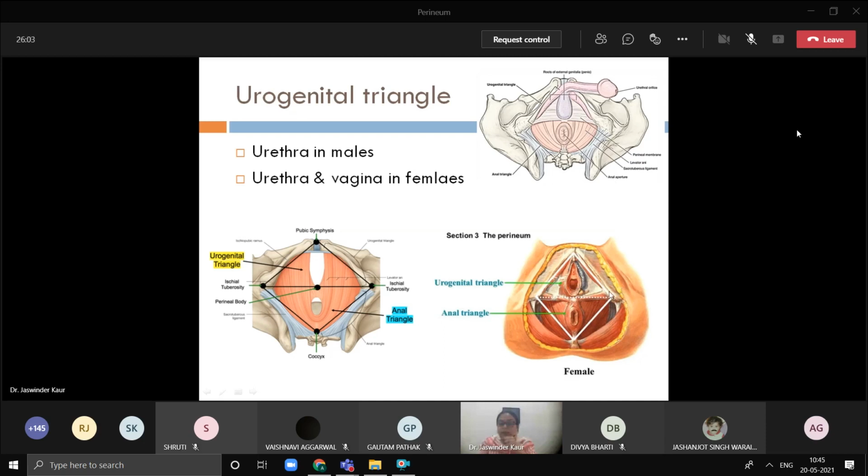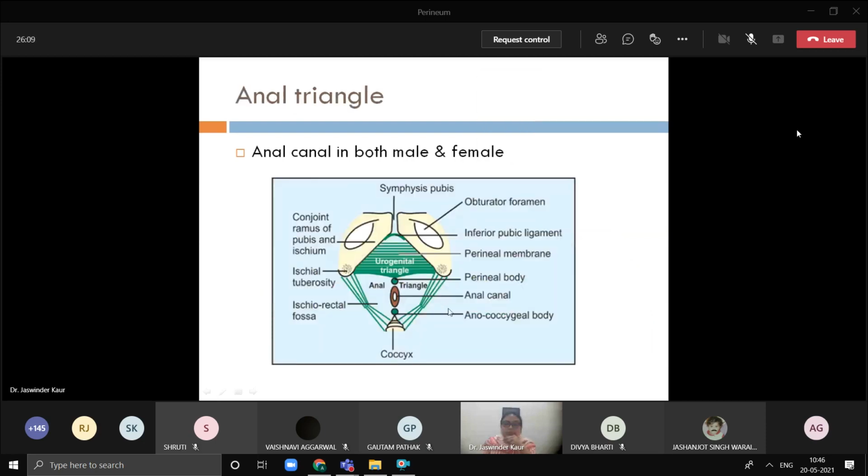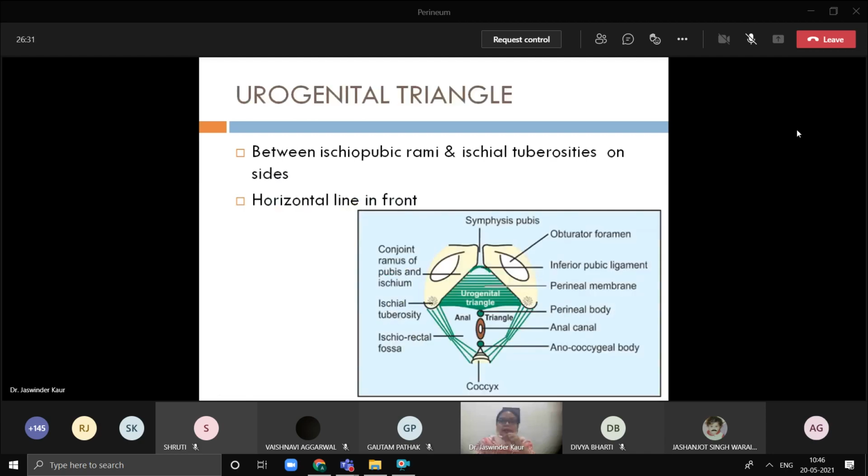Now below, this one is the anal triangle. So what are the structures present in the anal triangle? In both the sexes, in the anal triangle is present the anal canal. So structures in the anal triangle and the urogenital triangle are clear? Is it clear? Yes, ma'am.